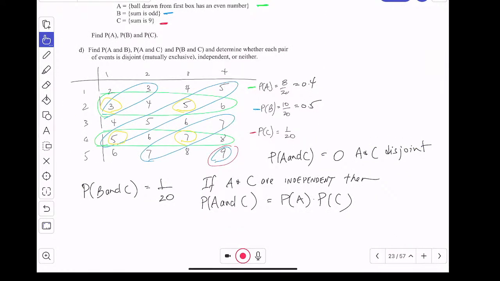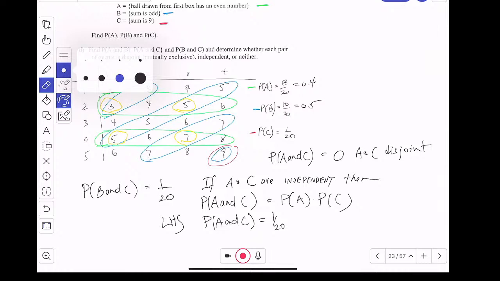So we check on the left-hand side. Where the probability of B and C is 1/20. Oh, I said A and C. I changed it. No, B and C. Why did I say that? B and C, B and C. Are you guys watching? This is B and C.